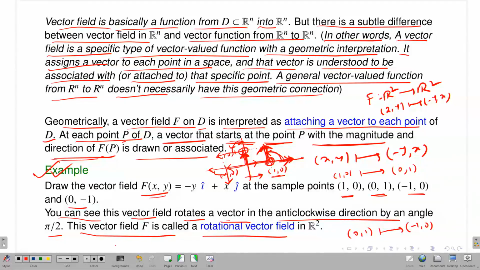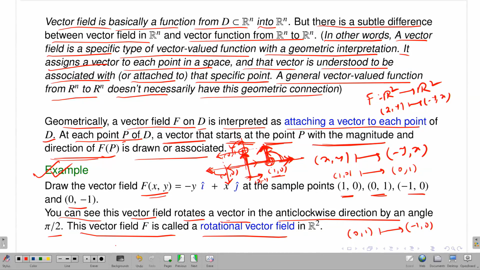Okay, so these are only 4 specific points I have drawn. At (1, 0) you have this vector, at (0, 1) you have this vector, at (minus 1, 0) this vector, and at (0, minus 1), this is the point (0, minus 1), you have this vector, right.